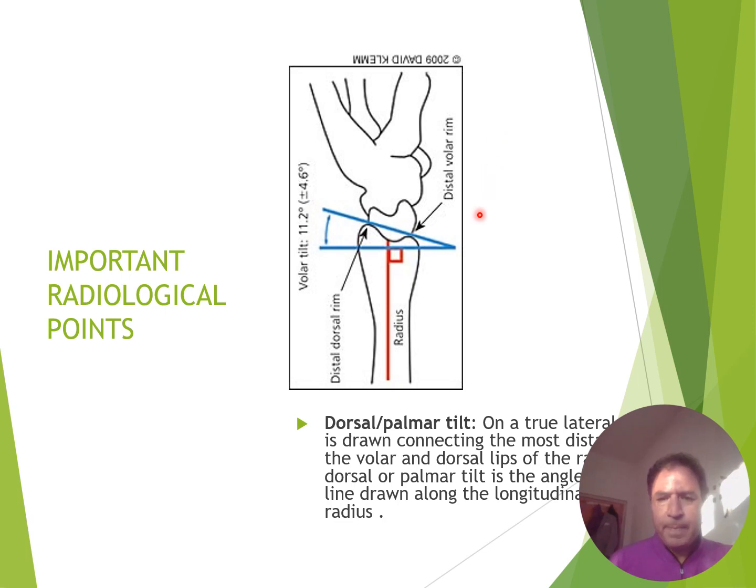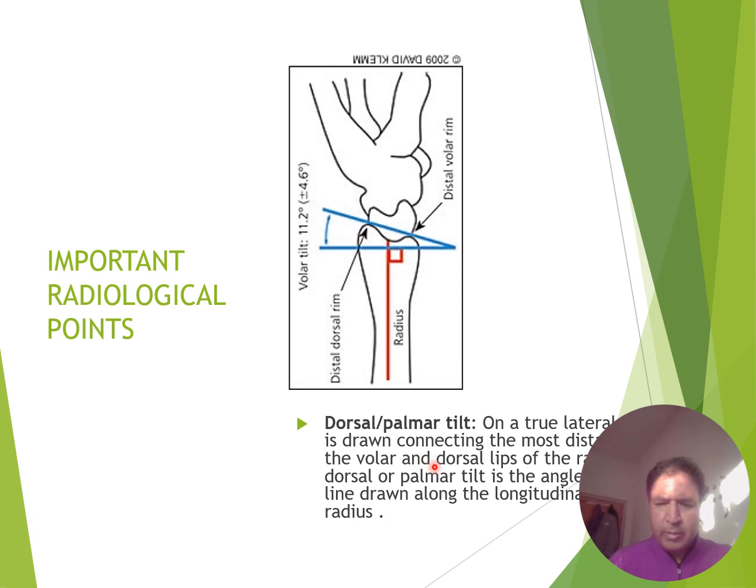Important radiological point. What is the important radiological point? You can see that this is the distal volar rim. This is the volar tilt angle. This is the radius. This is dorsal. This is the distal dorsal rim, so this is the dorsal rim.